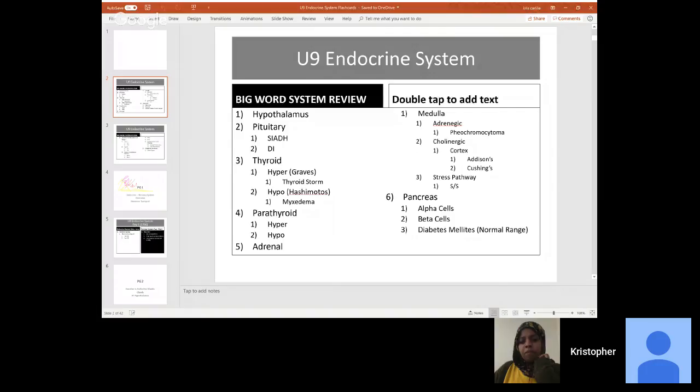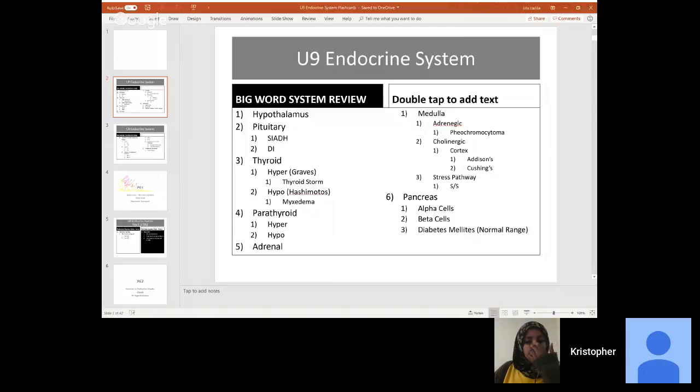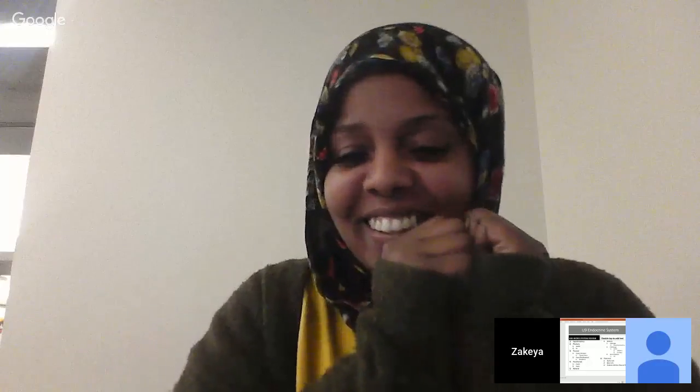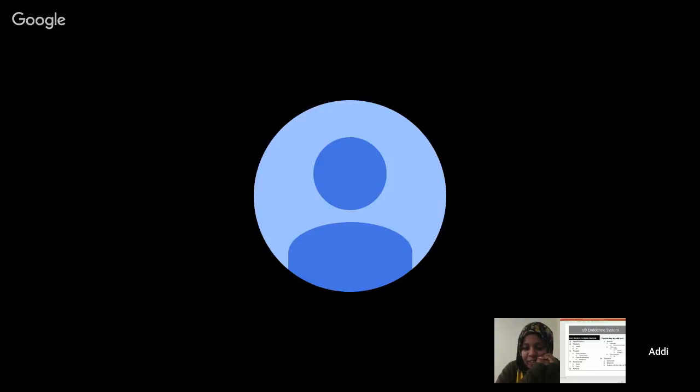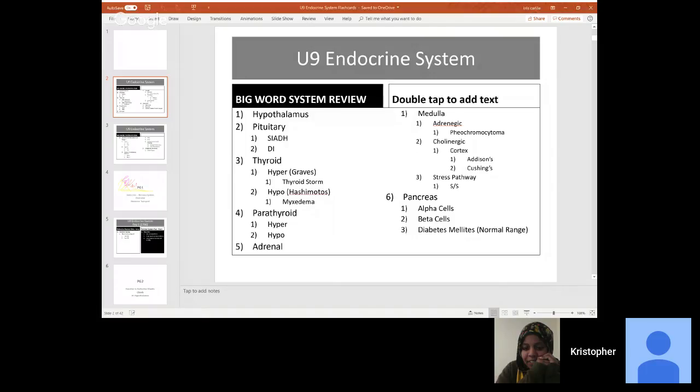Okay. So SIADH. Who can tell me, any one of you, what SIADH is? I know that. You're looking at your notes. I'm not. It means... right? Is it elevated ADH or is it depressed ADH? Elevated. It's elevated. So if I have elevated ADH, then what's going to be happening? It's going to depress the blood pressure, right?